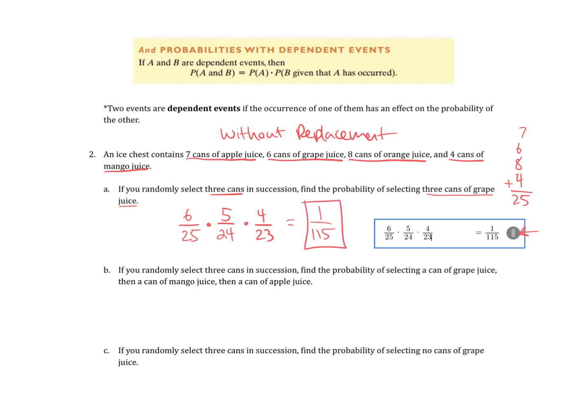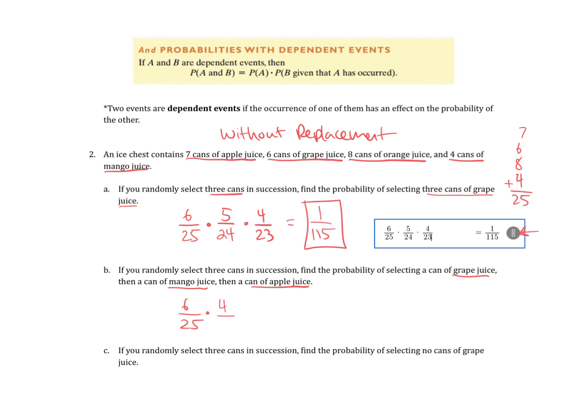Part B. If you randomly select 3 cans in succession, find the probability of selecting a can of grape juice, then a can of mango juice, then a can of apple juice. Now, we're assuming that we put all the cans back in and we're starting with all 25 cans again. So the first event is selecting a can of grape juice. There are 6 cans of grape juice out of 25 in all. Now we assume that we got that grape juice that we were looking for. And now we want the probability of selecting a can of mango juice. A grape juice was removed, so all the mango juices are still in there. There's 4 cans of mango juice in there.